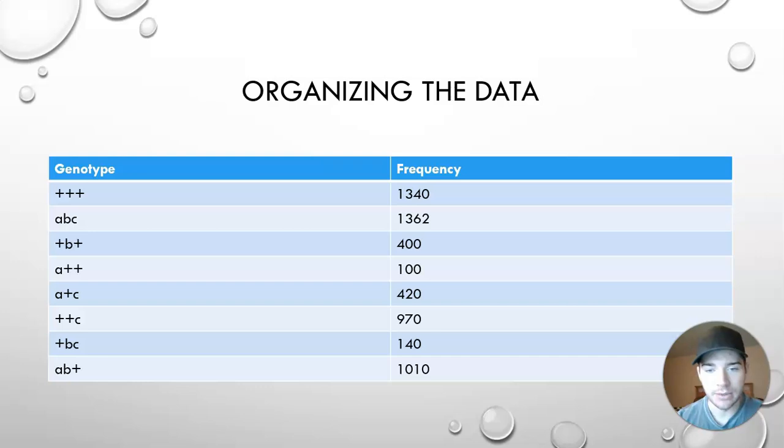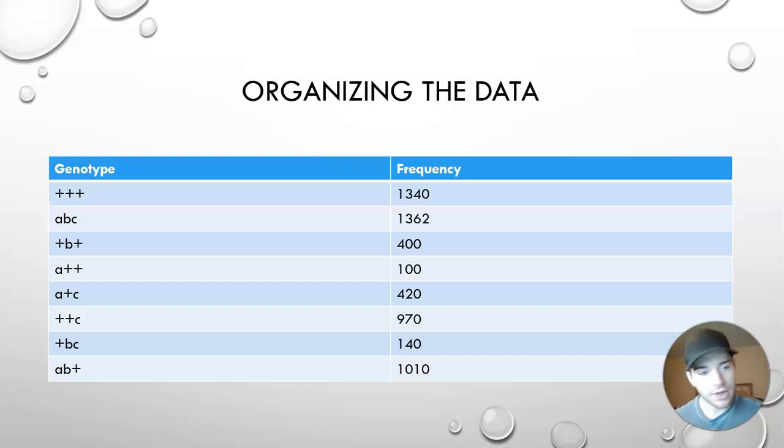So this is just the data that was given organized into a table, and there's a few analytics that you can get from this. Assuming that these are all offspring, the highest frequency are going to be the parental classes, because a crossover event is a very rare event in the first place, and a double crossover event is even more rare. So the highest counts are going to be ones that have zero crossovers, which are just the parental classes. And the highest counts in this data are +++ and ABC. So I assume that these are the parental classes.